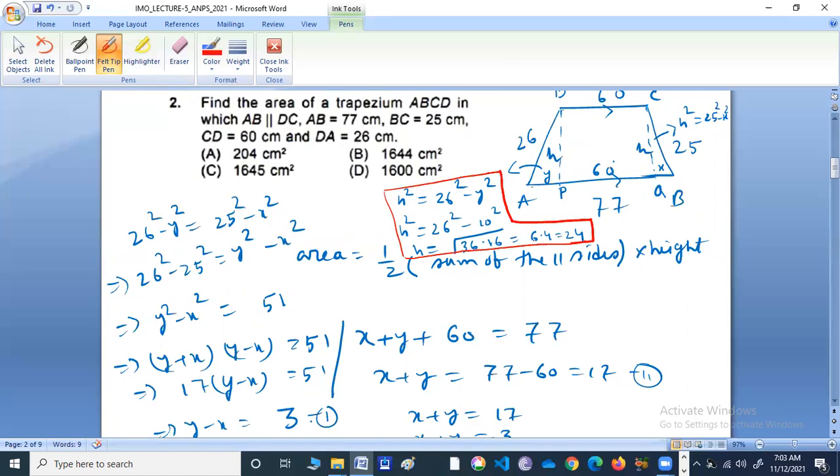Okay, h is 24. So now easily we can put it here. Half sum of the parallel sides means one is 7, another one is 6, and height is 24. So 2 12s are 24. And if I multiply, it becomes 7 plus 6, 13 into 12. Right? No, just a minute. No, it's fine now. 13 into 12.